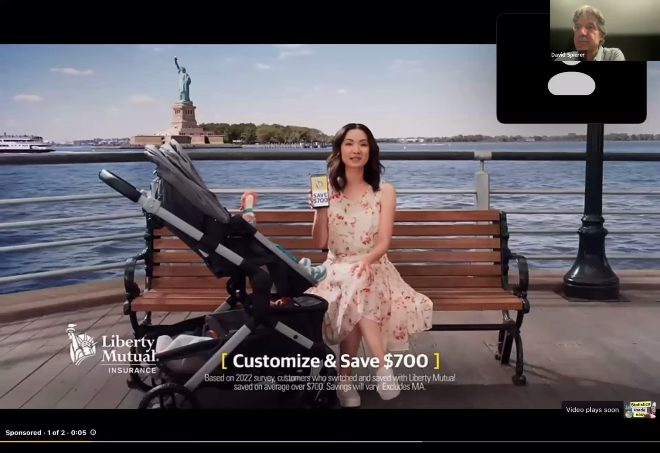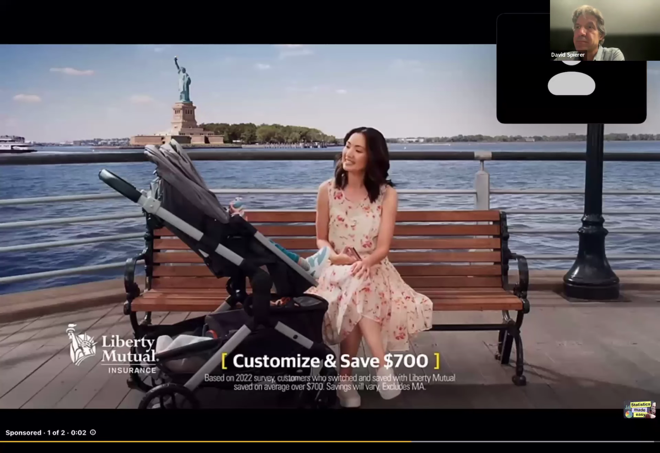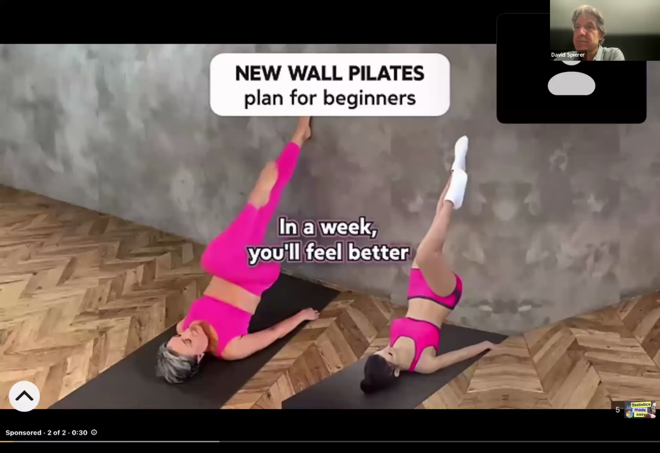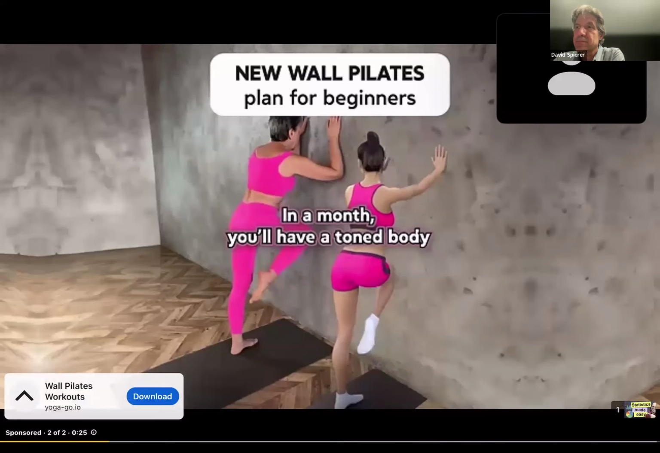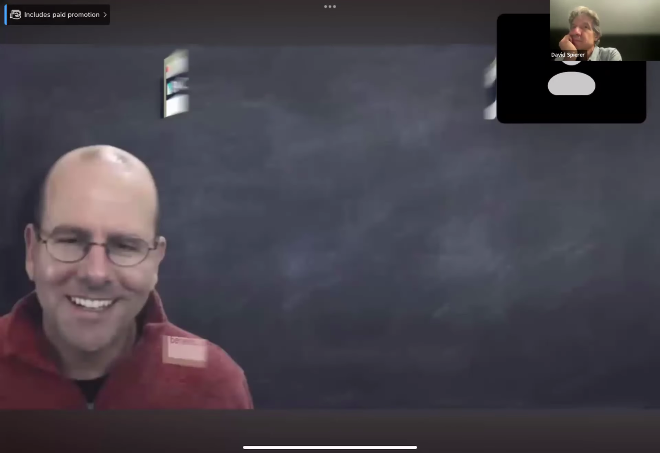I saved hundreds with Liberty Mutual. Liberty, Liberty, Liberty, Liberty. In a week, you'll feel better. In 2 weeks, you'll look better. In a month, you'll have a toned body.